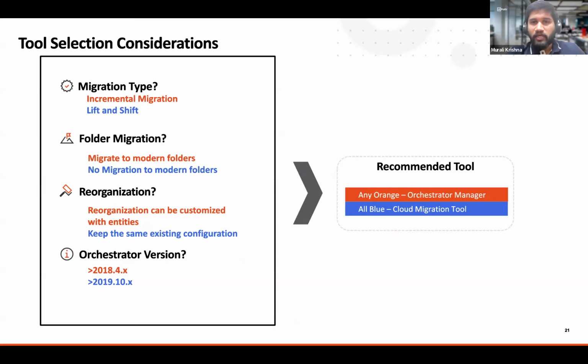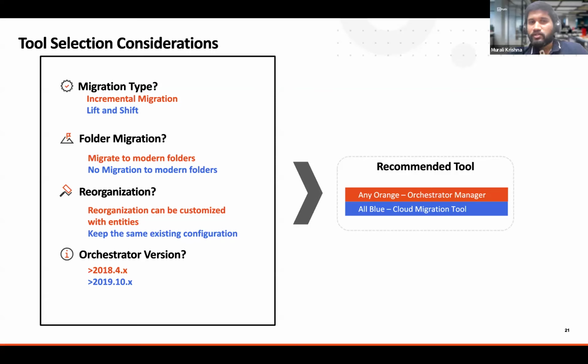For folder migration, as Chetan has demonstrated, we always recommend using Orchestrator Manager because the cloud migration tool cannot migrate the data individually by folders. It will only migrate the data by tenants. And that too, it can only migrate the data from standalone to automation cloud on a tenant basis, not on a folder basis. So we do not recommend it for folder migration since it is not specific to the folder.